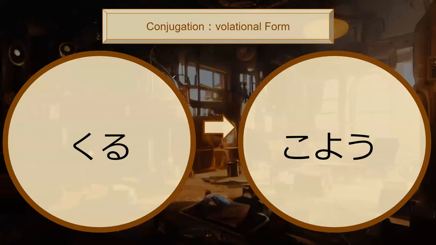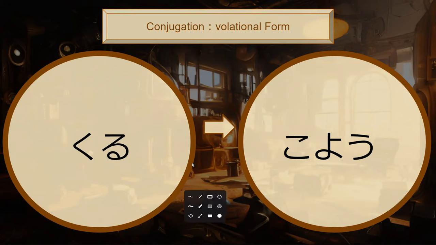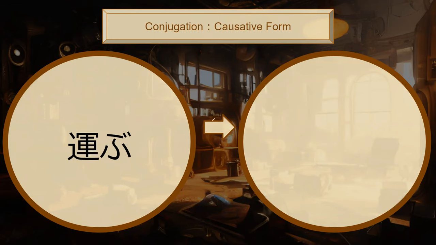Next is the volitional form of kuru, which is a little bit irregular. Can you read it for me? Koyou. Perfect. Koyou. You know what the causative form of hakobu is?